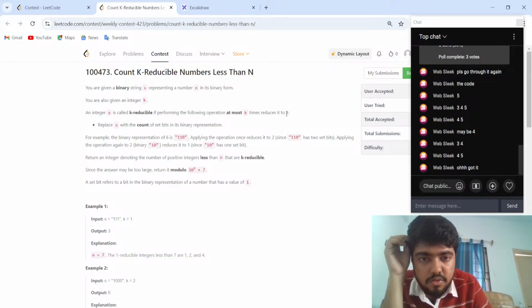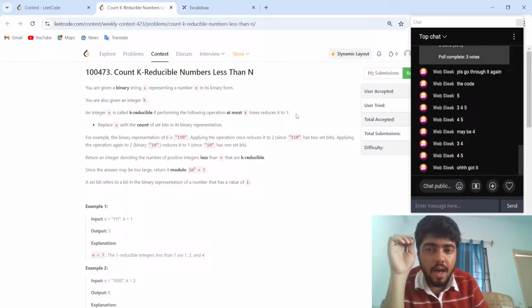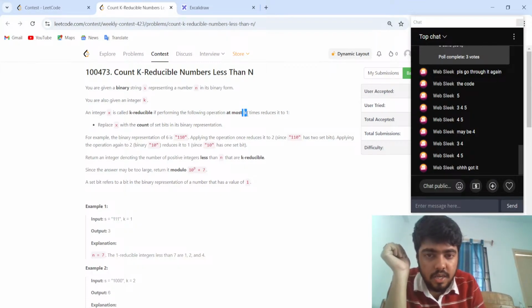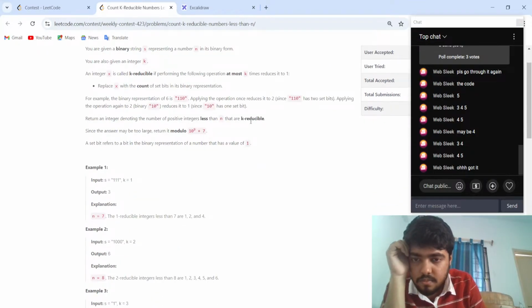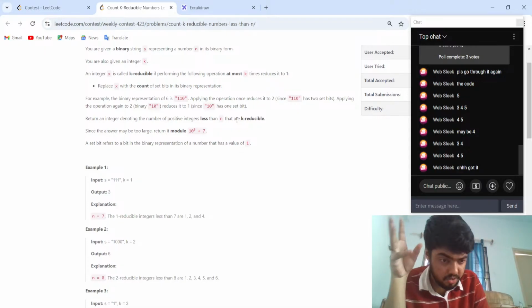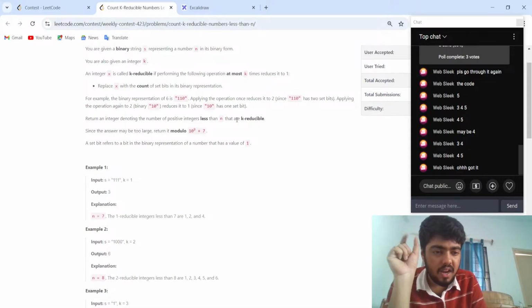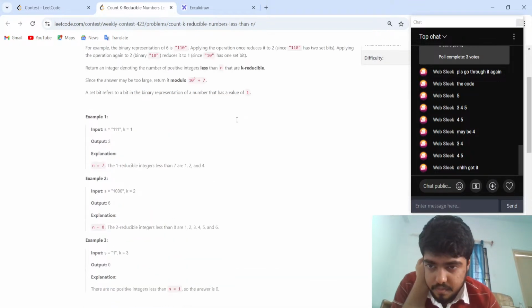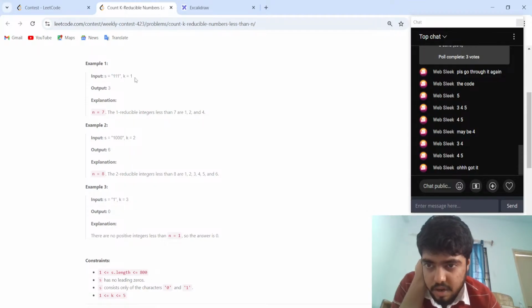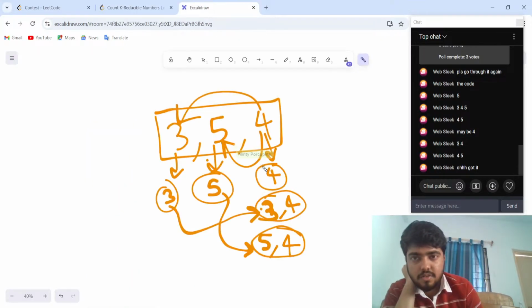Now since it is 1, we have to reduce it to 1, right? And we have at most k times that we need to reduce it. So we have to find the number of positive integers less than n that are k-reducible. That is, it can be reduced in at most k steps. Should I go? I think I should explain this thing quickly. For 1111, just look at it.